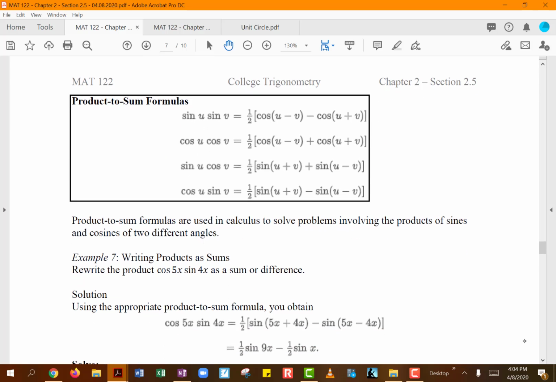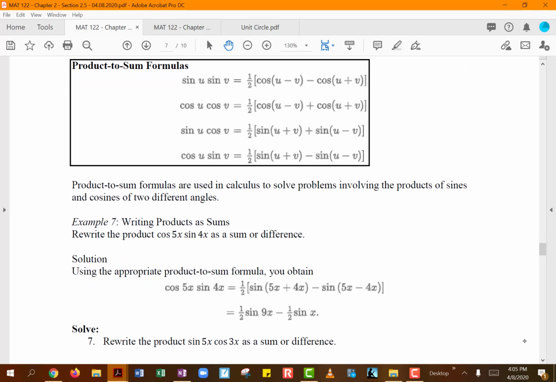They're saying product to sum formulas again are used in calculus, where you could be given the product of sine and cosines with 2 different angles, right? Because you have angle u and angle v. So let's see how we can write these down. They're saying rewrite the product of cosine of 5x times sine of 4x as a sum or a difference. Of course, this is cosine multiplied by sine, so you are looking at this last one over here, cosine of u times sine of v.